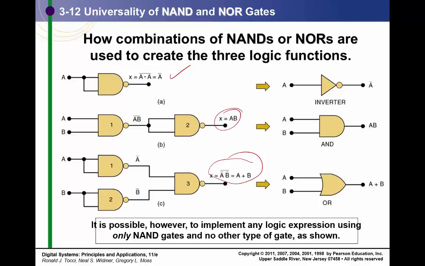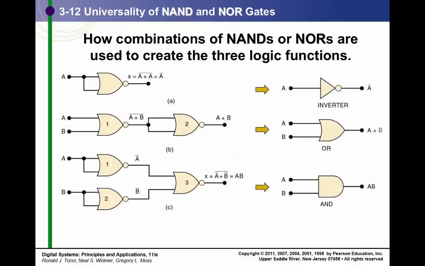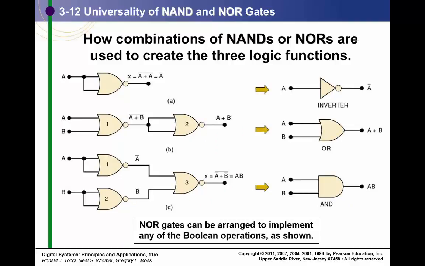So what this is saying is it's possible to implement any logic function using only NAND gates and no other type of function. So a NAND gate is a universal gate. It can be used to do anything. And again, we can come up with the same rule of thumb with the NOR gate. These are universal gates. You can do anything you want with them.